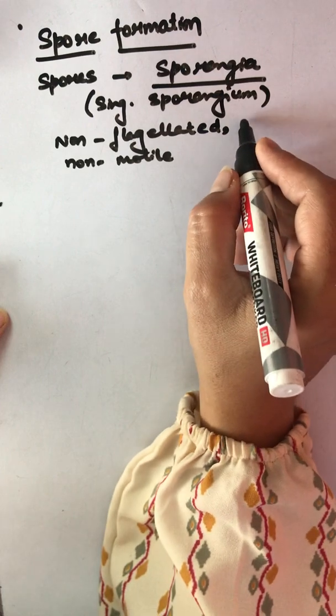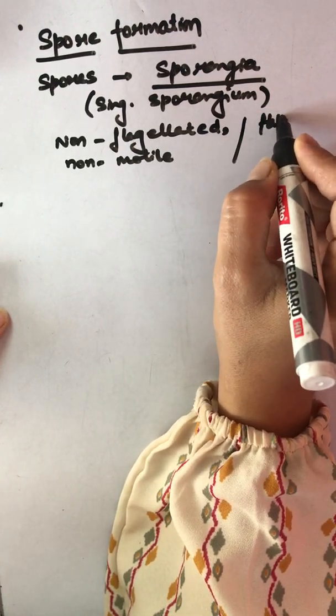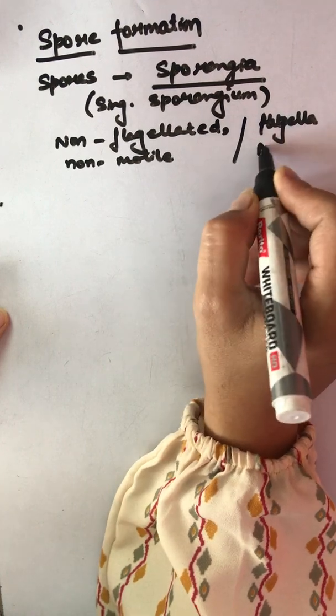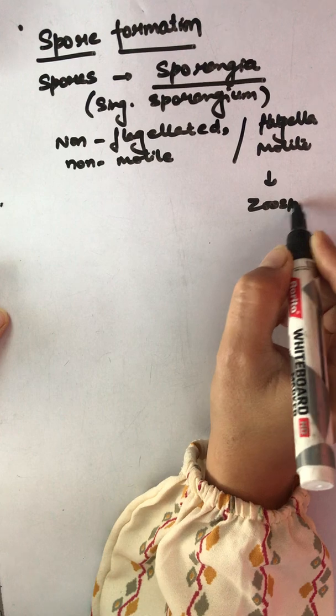And if they are on the other hand motile and flagellated, they have flagella and they are motile, they are known as zoospores. These are the two categories.